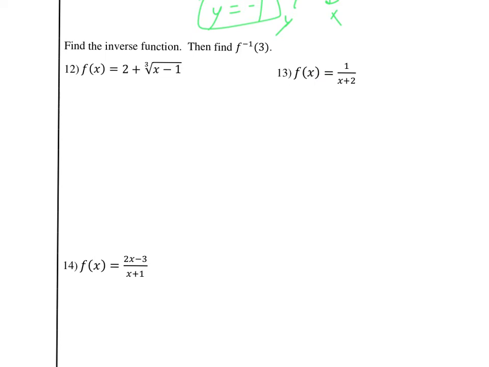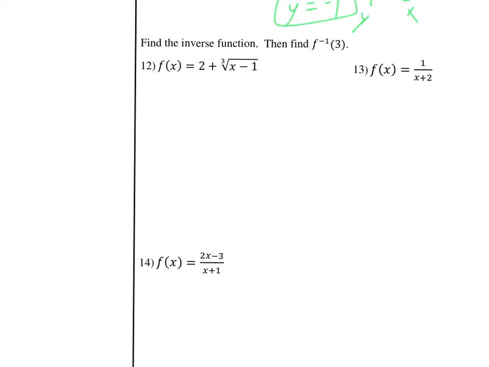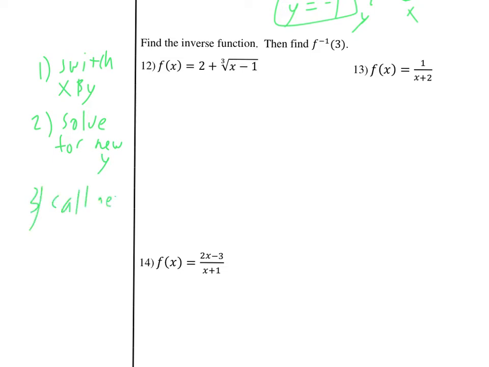All right, next up we're going to find the inverse function. For finding the inverse function on an equation like this, there are 3 steps. Step 1 would be to switch x and y, and that's kind of what we've been talking about here. Step 2, solve for the new y. And then step 3, call the new y f inverse of x, just so it's referring to an inverse of the original function.